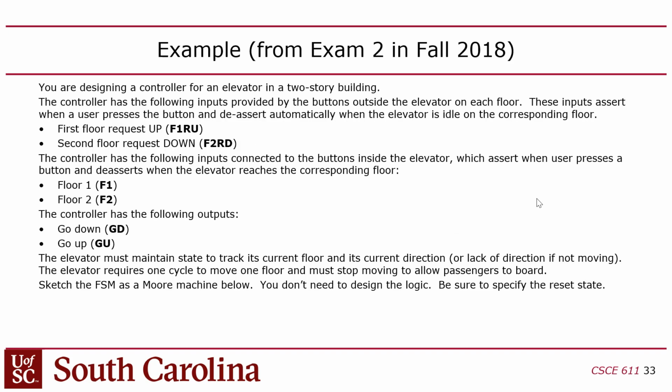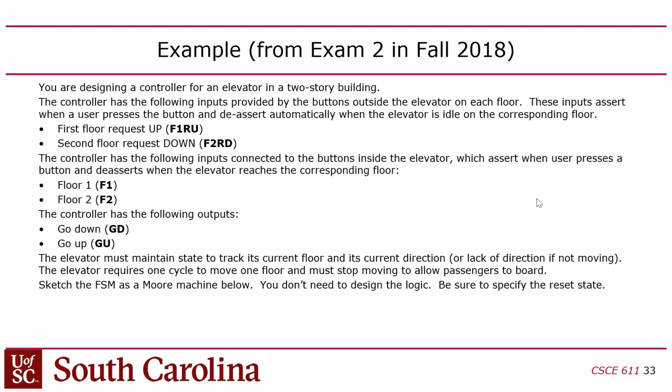Okay, so here's an example question. I had this on an exam back in fall 2018. You're designing a controller for an elevator in a 2-story building. The controller has the following inputs provided by the buttons outside the elevator. These inputs assert when a user presses the button and deassert automatically when the elevator is on idle on the corresponding floor. So we have an input called first floor request up, second floor request down. The controller has the following inputs connected to the buttons inside the elevator, which assert when a user presses a button and deassert when the elevator reaches the corresponding floor, meaning that's just defining the transitions, floor 1 and floor 2. And then the controller has outputs, meaning go up, go down, basically.